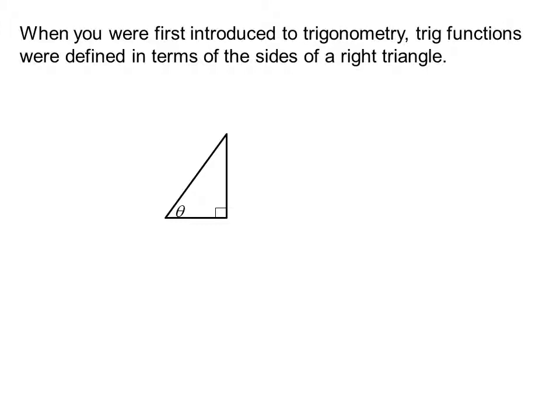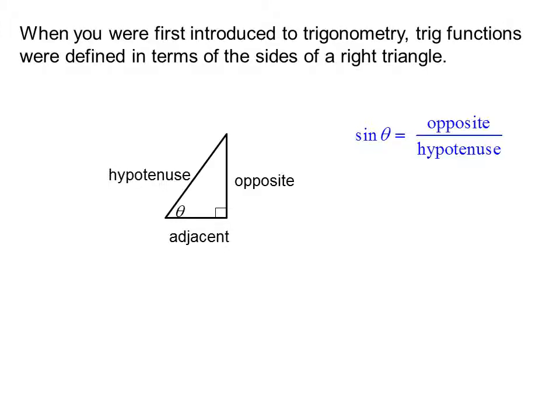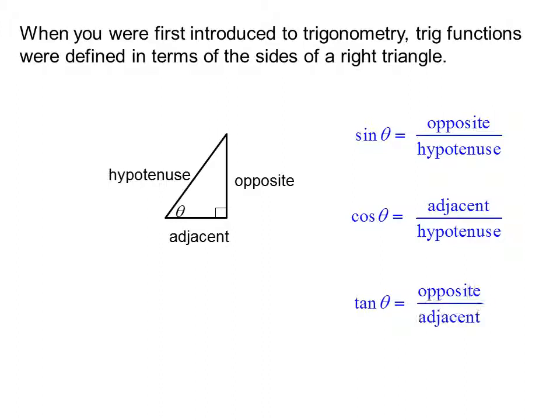When you were first introduced to trigonometry, trig functions were defined in terms of the sides of a right triangle. We had opposite, adjacent, and hypotenuse. Sine of theta was defined as opposite over hypotenuse. Cosine of theta was defined as adjacent over hypotenuse. And tangent of theta was defined as opposite over adjacent.